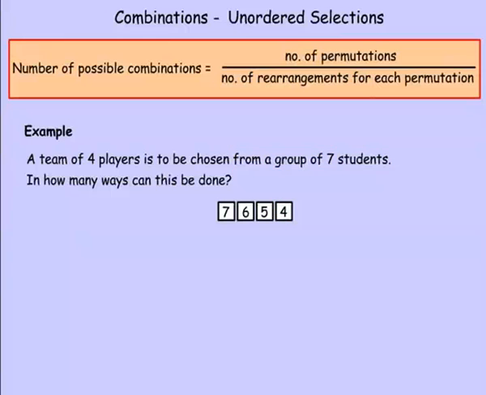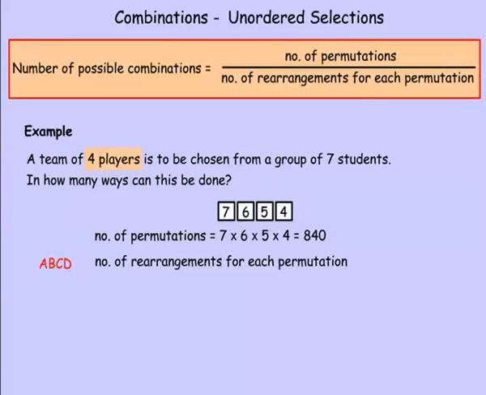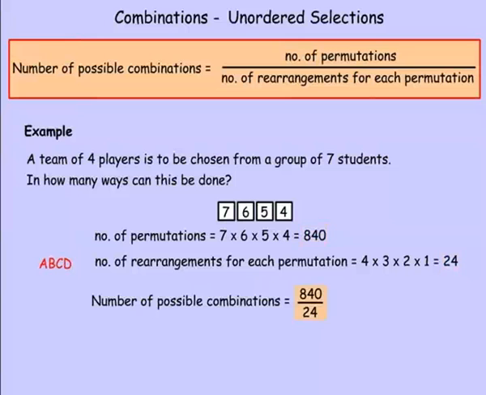So, the number of permutations, simply multiplying those numbers, we end up getting 840. Now that's the number of permutations. If we have 4 players, how can they be rearranged? Well, let's consider A, B, C, D. The number of rearrangements for each permutation will be 4 times 3 times 2 times 1. That works out to be 24. So to answer the question now, the number of possible combinations will equal the 840 divided by the 24. So 840 divided by 24 works out to be 35.